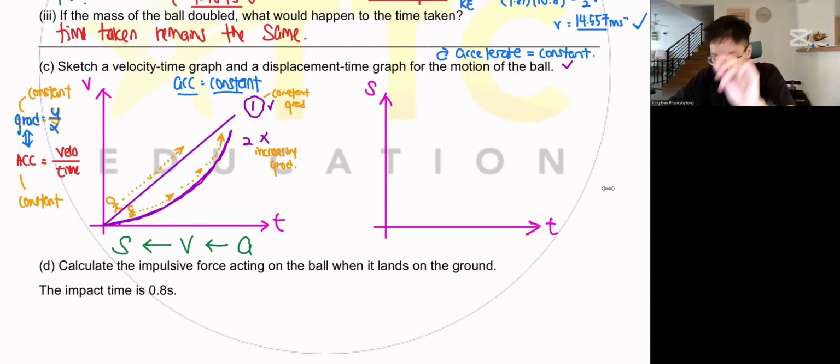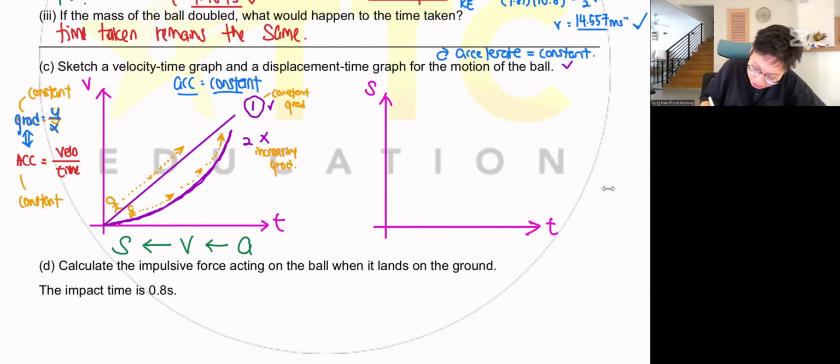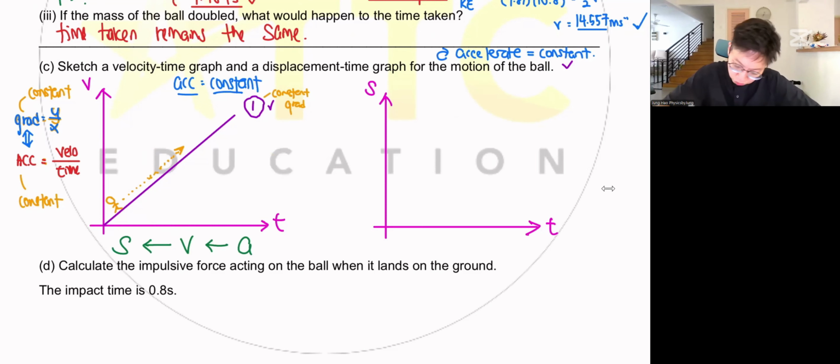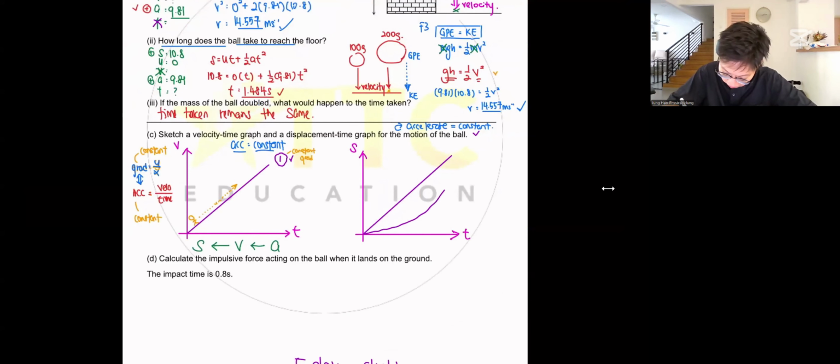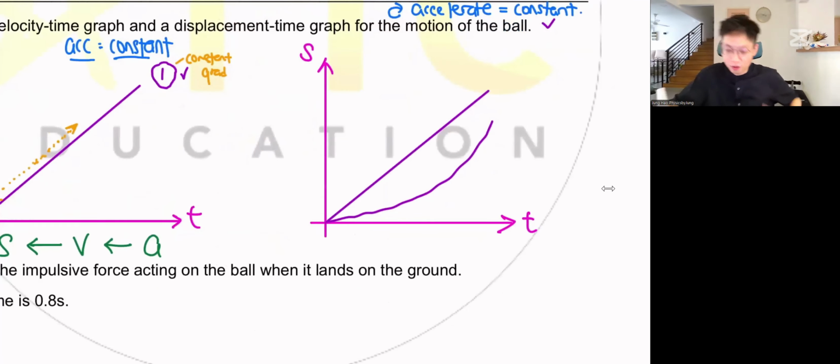So now, which is my correct answer? Wait, let me erase this number 2 first so that it's not so confusing. Should my answer be like this or like this? Which one is correct? First one or second one? Now this one.